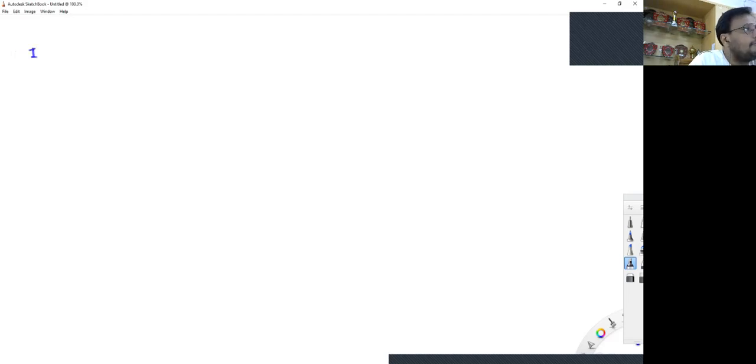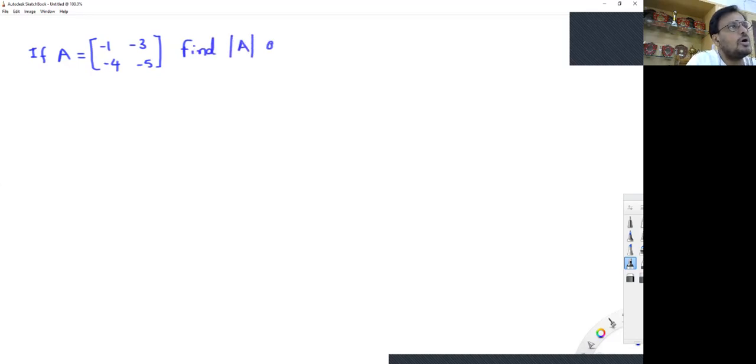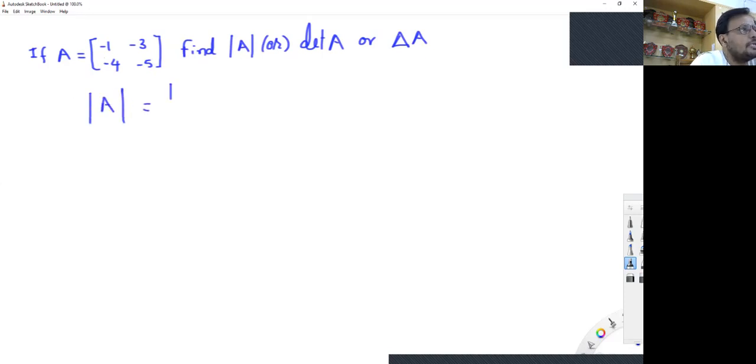Suppose A is equal to minus 1, minus 3, minus 4, minus 5. Find the determinant of A, that is of 2 by 2 order. Yesterday itself I have given you, this can be written as det A or delta A. But here, to find the determinant of A, write the determinant of the elements of the A matrix: minus 1, minus 3, minus 4 and minus 5.